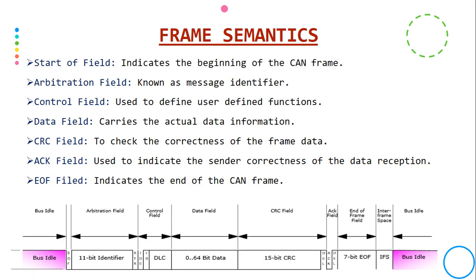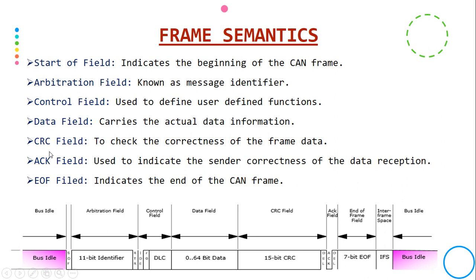Now first we shall see the frame semantics. The first field is called start of frame, which indicates the beginning of the CAN frame. The second field is known as arbitration field. It is also known as message identifier. The third field is called control field, used to define the user defined functions. The fourth field is called the data field, which carries the actual data information.